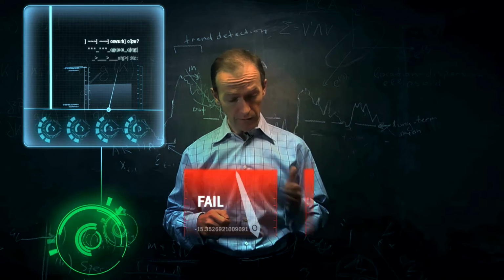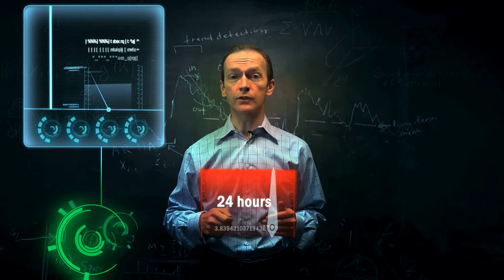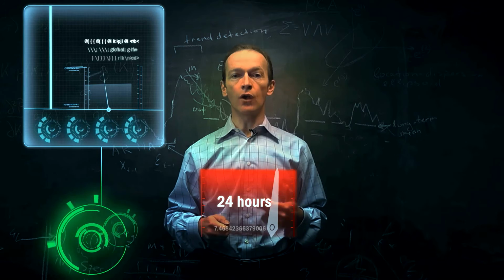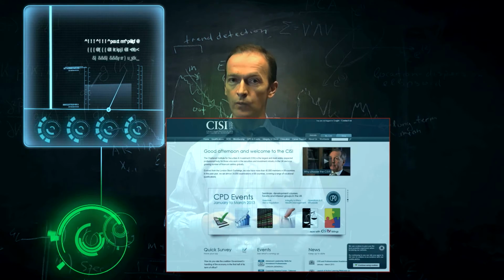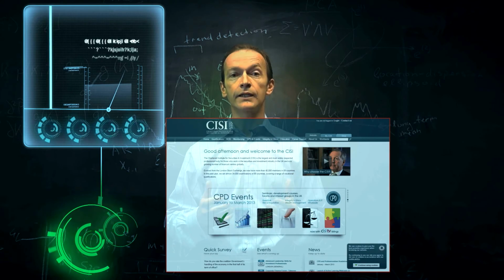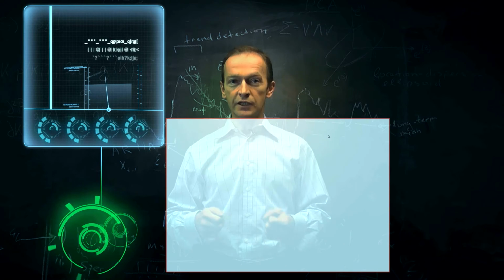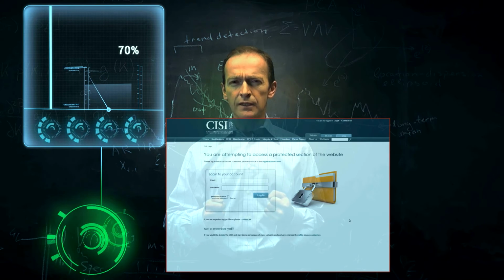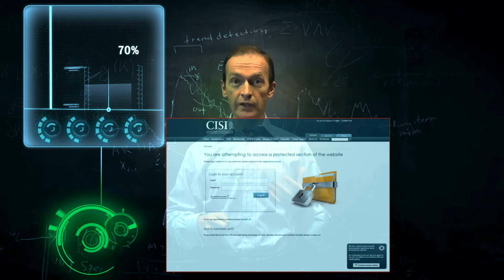For that, you need to wait 24 hours. 24 hours later, you can log on to the CISI website and find out exactly what score you got. Did you scrape through with 70% or did you fly through with 90%?